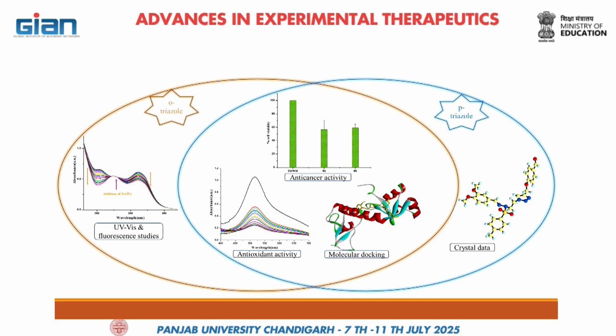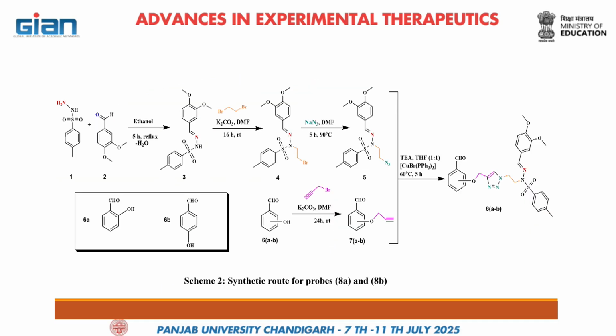For this purpose, we have synthesized two structural derivatives of triazole. Both these derivatives show some different characteristics, while some of the properties were common to both of them. For example, the ortho triazole shows UV-visible and fluorescence response towards zirconium, while both para and ortho isomers show antioxidant activity, anti-cancer activity and molecular docking analysis.